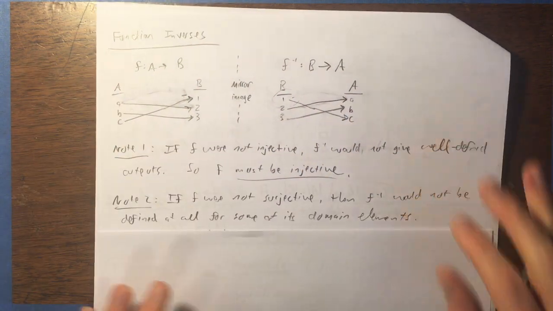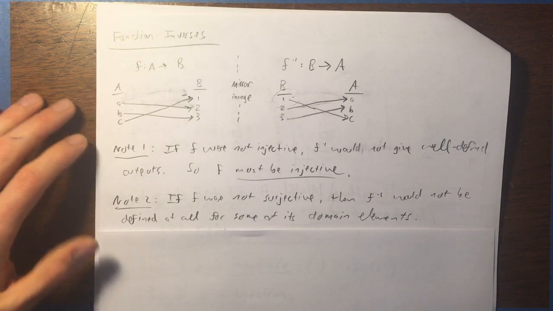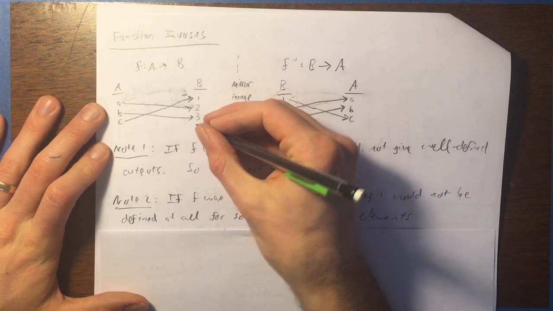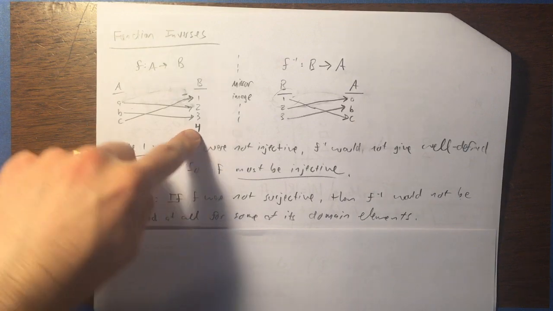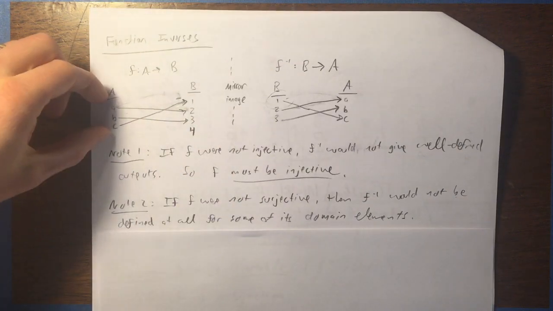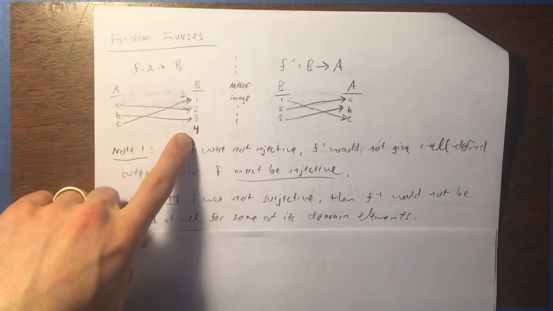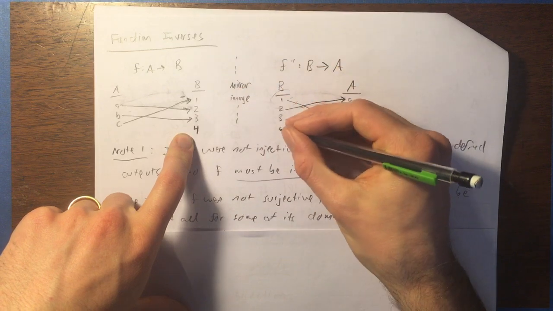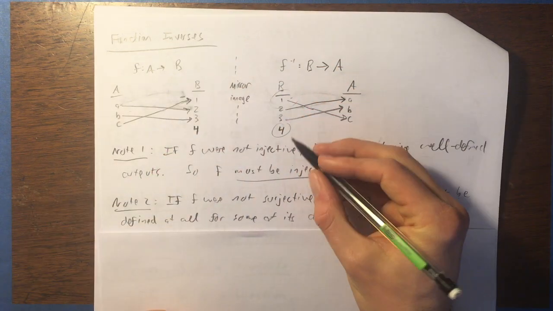All right. Note number 2. If f were not surjective, then f inverse would not be defined at all. So here's the problem with that one. If we had another element on the codomain down here, say we had an element 4, and this maps over here. And then you have this other element, and it's like, well, hey, what's up with that element there? It doesn't get mapped to. When you try to do the inverse, here's that element. It's in the domain, and the question is, well, where does it go?